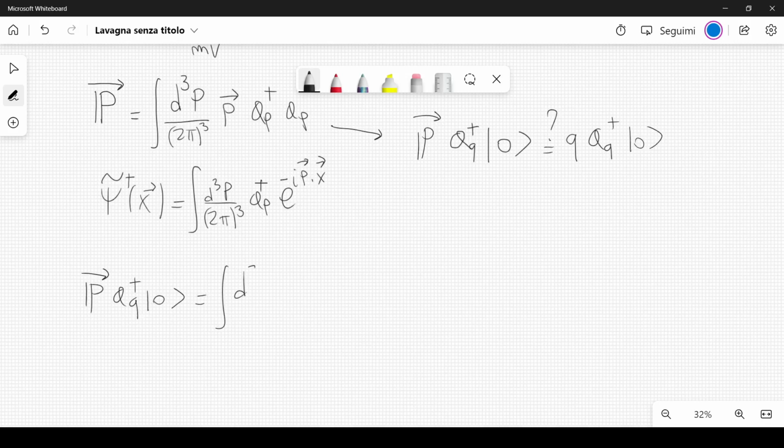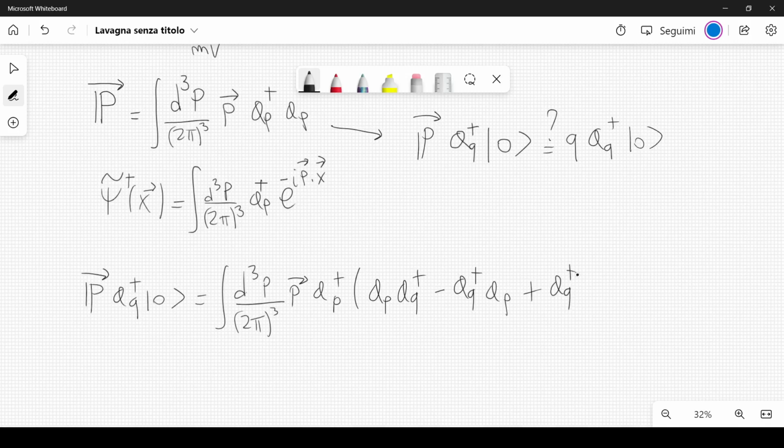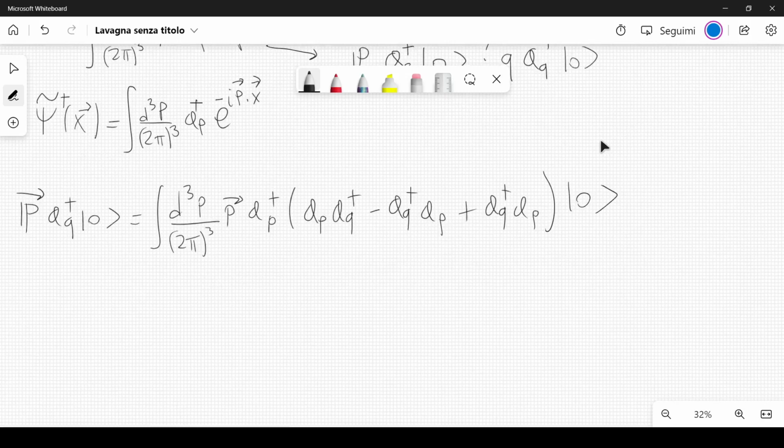This is equal to the integral d³p divided by (2π)³ p a_p dagger, and then I have a_p a_q dagger |0⟩. And I can rewrite that like this: a_p a_q dagger minus a_q dagger a_p plus a_q dagger a_p acting on the vacuum. So I have simply added and subtracted the same term. This minus this, of course, they cancel and we get back the original expression.